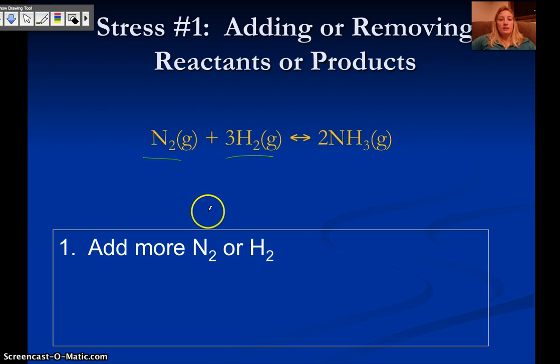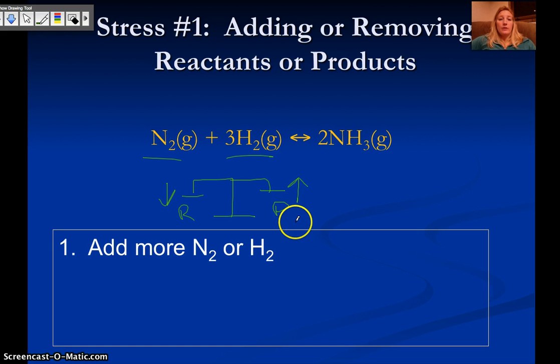If you think of this like a balance, so I'm going to draw two little scales here. And on one side are our reactants. On the other side are our products, like the scales of justice. If you think about an equilibrium, you want all of those to be equal. But if you add more N2 or H2, this is going to get a lot heavier. It's going to go down. This is going to get a lot lighter. It's going to go up.